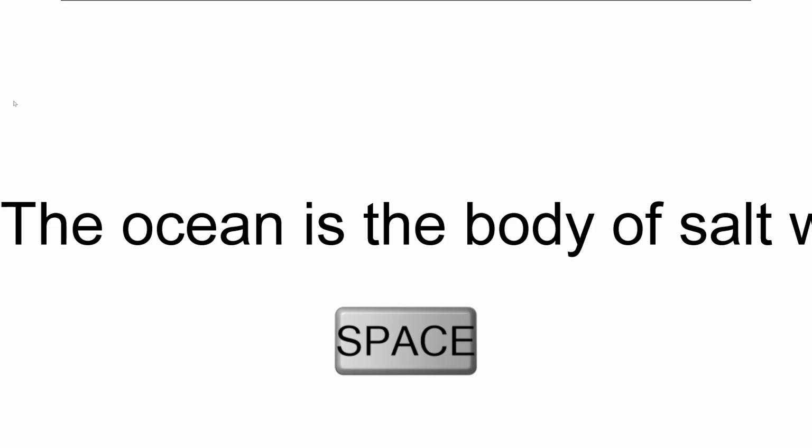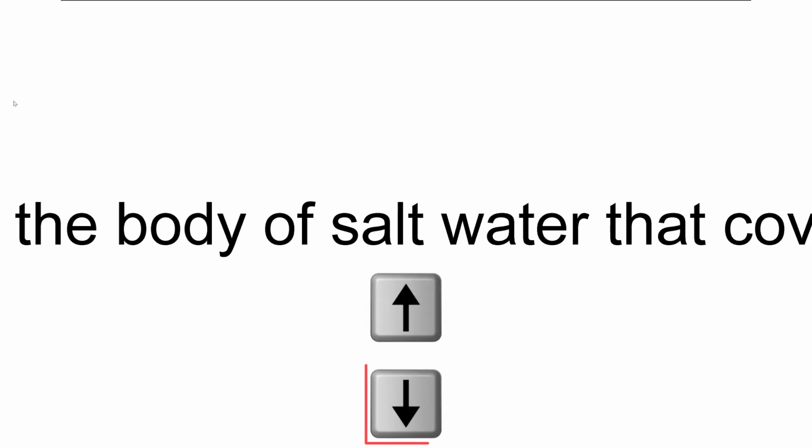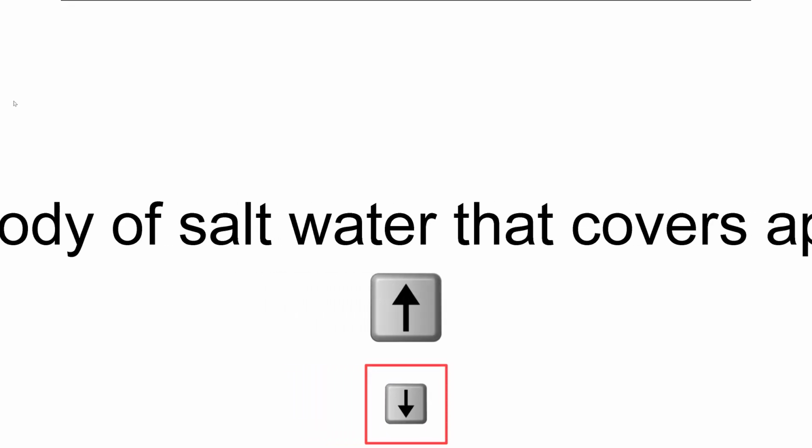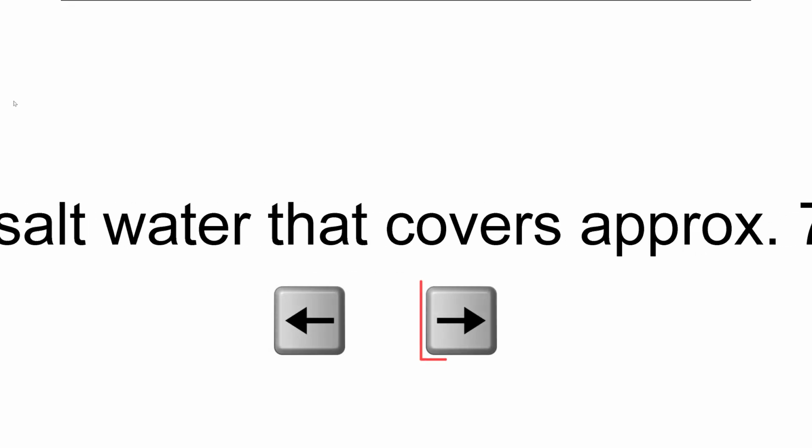Press the spacebar on the keyboard to start scrolling. Press the up and down arrow keys to adjust the speed. Press the left and right arrow keys to navigate through the text.